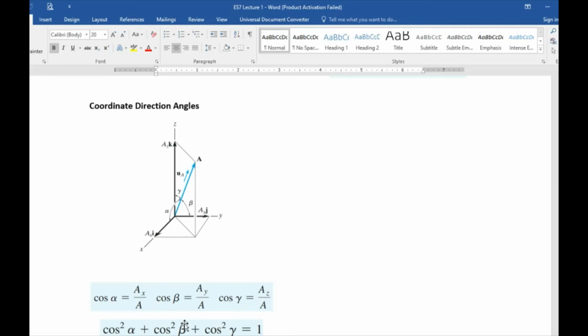Ito, guys, this is just like SOHCAHTOA, no? So, meaning, cosine of an angle equals adjacent over hypotenuse. So, let's consider angle alpha. Cosine of angle alpha equals yung adjacent side sa angle. So, that is Ax over the hypotenuse, which is A. The same goes for beta. The adjacent side is Ay, and then the hypotenuse would be vector A. And for cosine gamma, ano yung adjacent side niya? Ito. Okay, so Az over the hypotenuse.